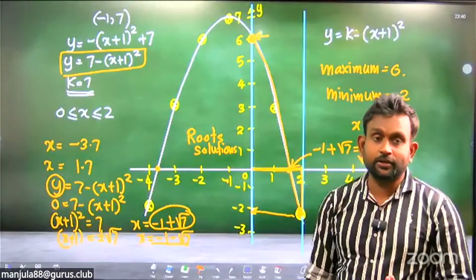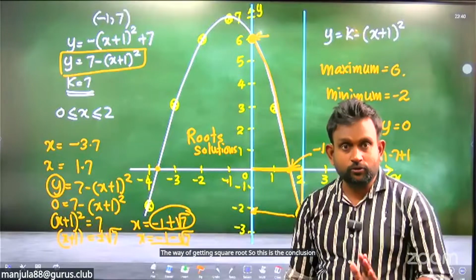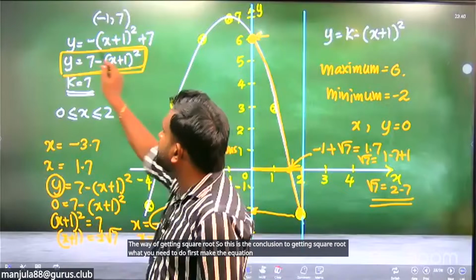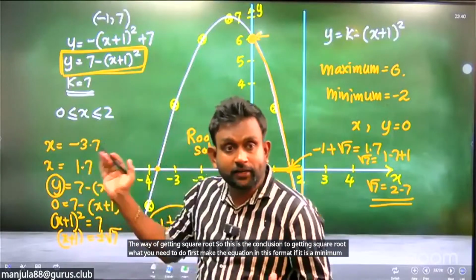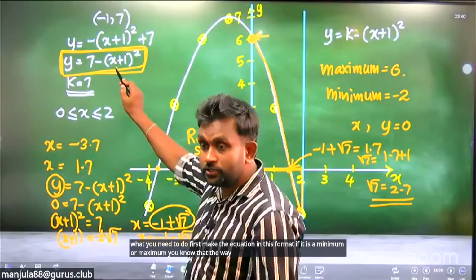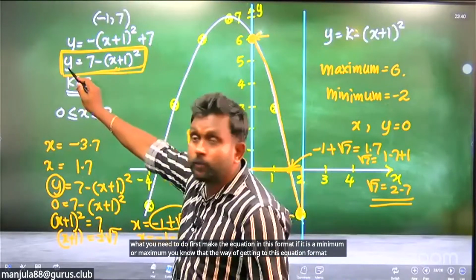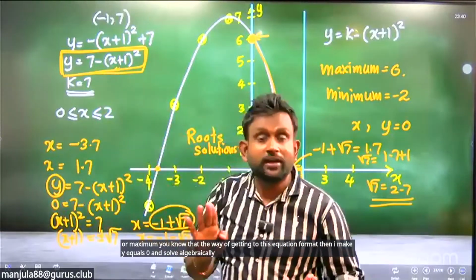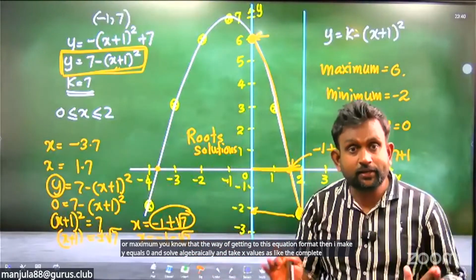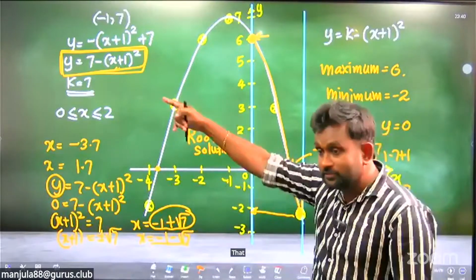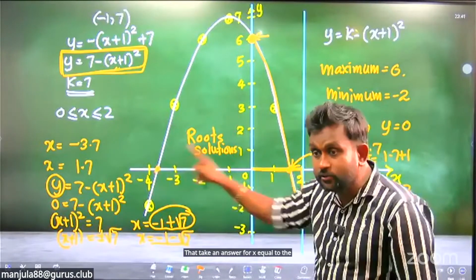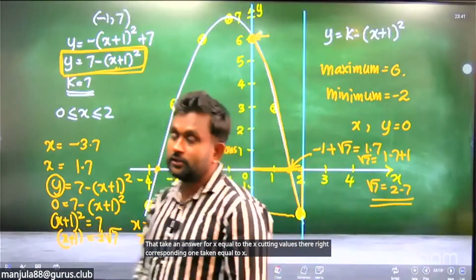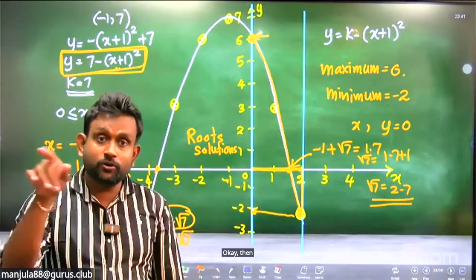So this is the conclusion. To get a square root, what you need to do first is make the equation in this format. If it is a minimum or maximum, you know the way of getting to this equation format. Then make y equals 0 and solve algebraically and take the x values as in completing the square. Then the answers taken for x equal the x cutting values, right? Corresponding ones taken equal to x. Okay, then make the unknown root value the subject.